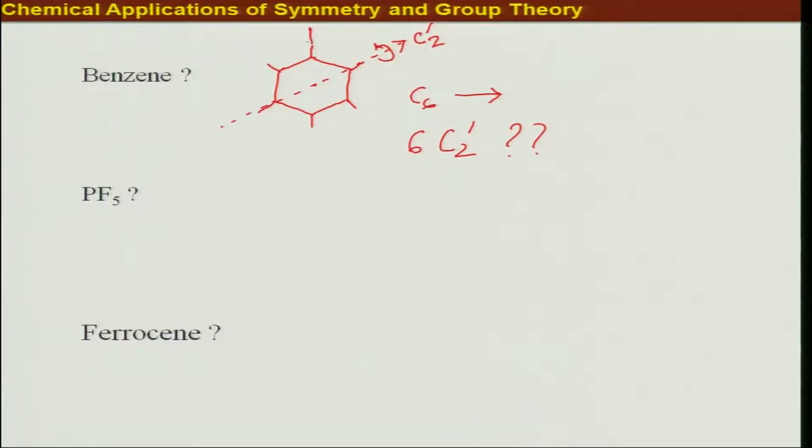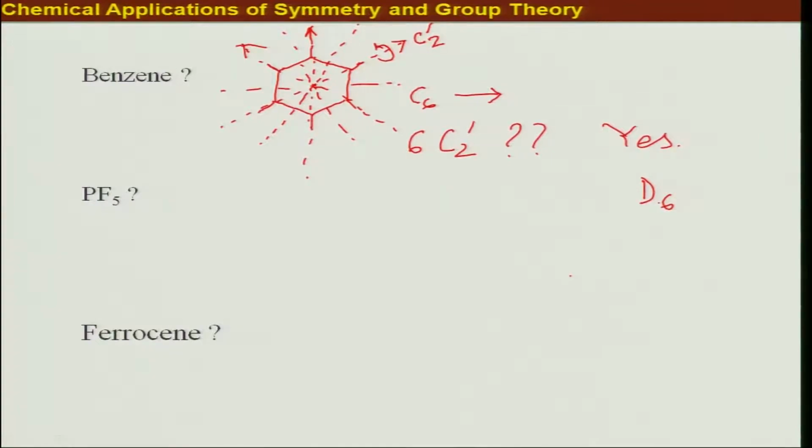Similarly, I can add these two opposite hydrogen atoms. So already I got 3 C2 primes. Now similar to these C2s, there are other C2s, right? Like this, and like this. So I got my 6 C2s. So the answer is yes. So automatically my point group will be D6. I have not completed yet, but it will be D6 followed by something. Either H or D or nothing.